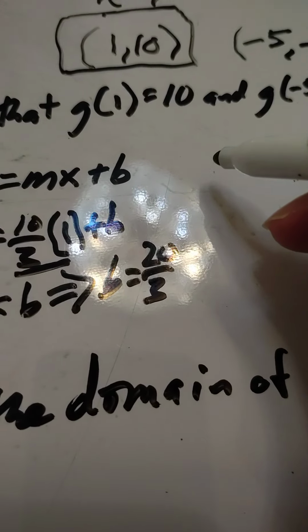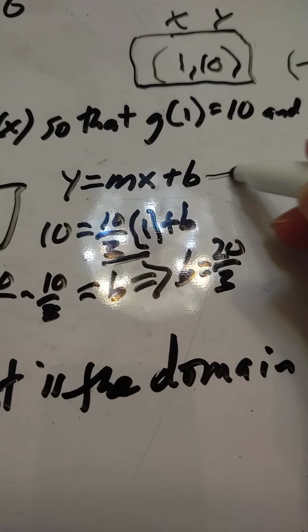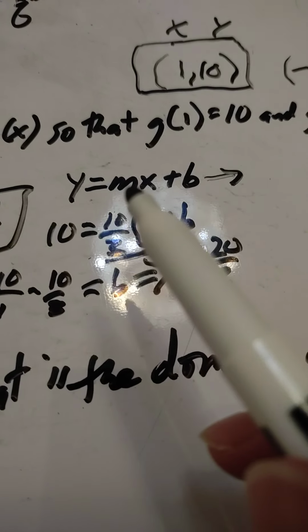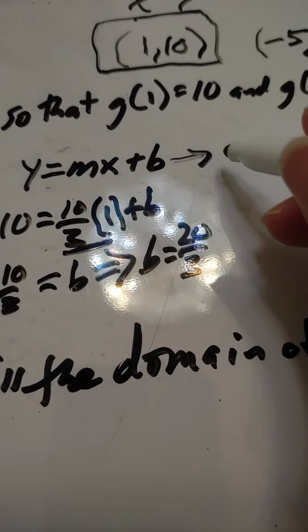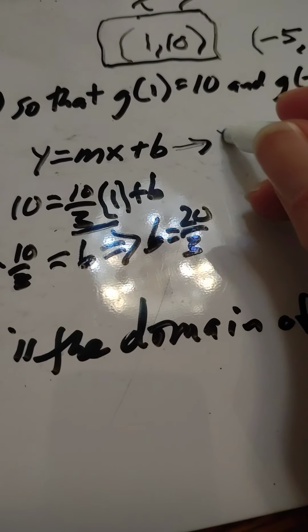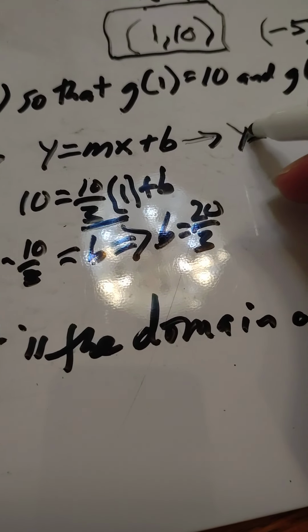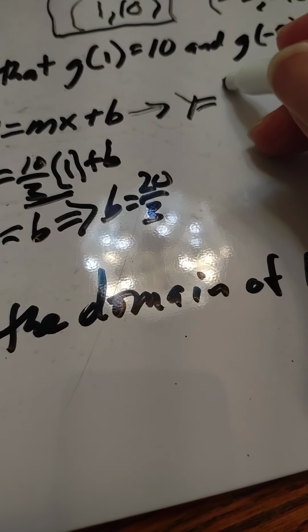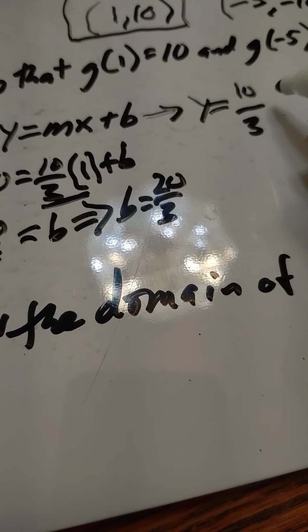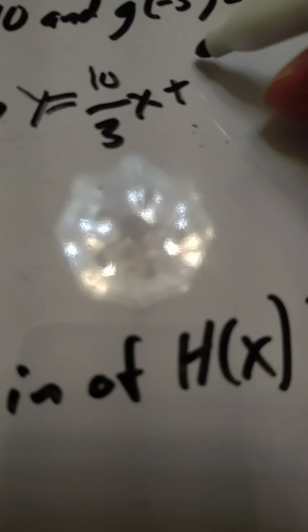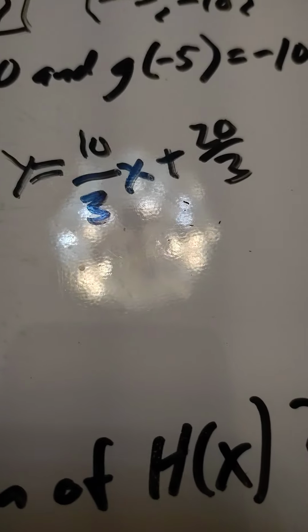So for the equation of the line, going back to y = mx + b, what we want to do for our final equation is keep x and y as x and y, and just fill in for m and b. So here's the equation of the line so that g of 1 is 10 and g of negative 5 is negative 10. I'm going to write y equals m, which is 10 thirds, x, and then plus b. b is 20 thirds, so plus 20 thirds. And that's the equation of the line.